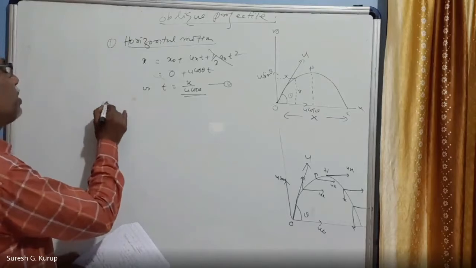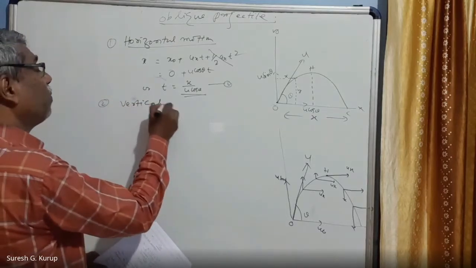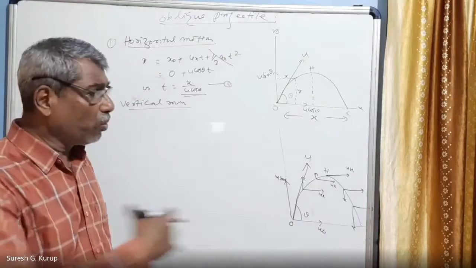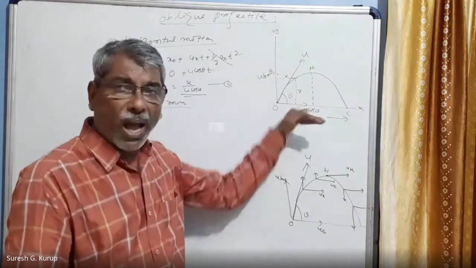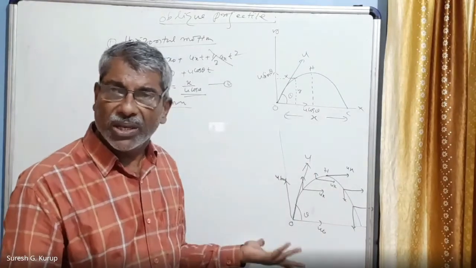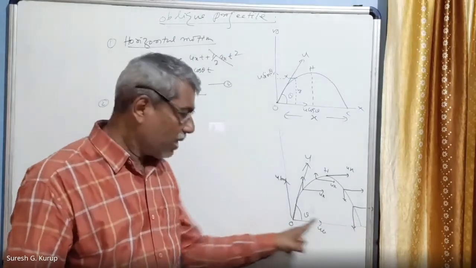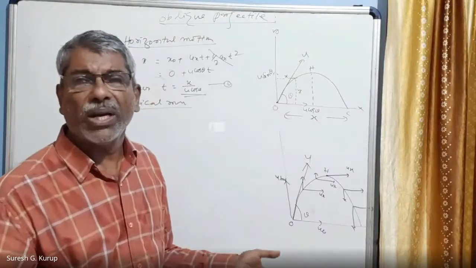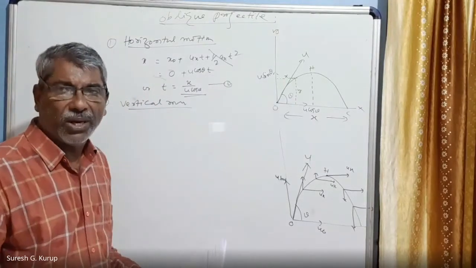Second is vertical motion. That means the body has two motions, one along the horizontal and the other along the vertical. So the body moves up and then comes down. That means it has a vertical motion. And when the body reaches the surface of the earth, it has a displacement in the horizontal direction. So the body has both horizontal motion and vertical motion. Now I will talk about vertical motion.